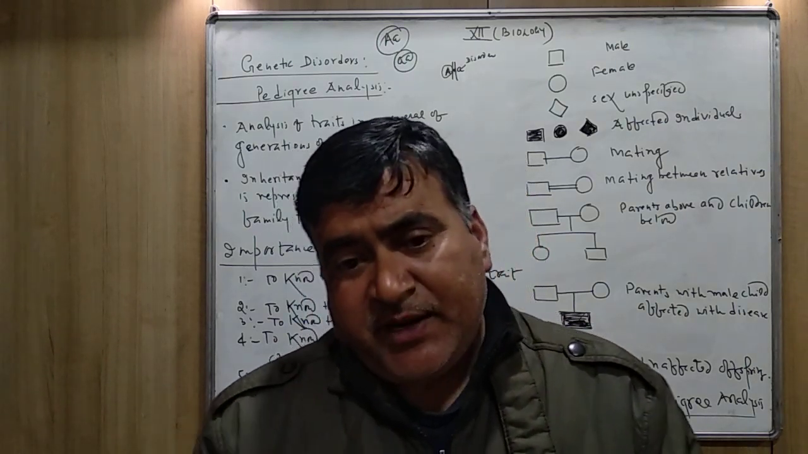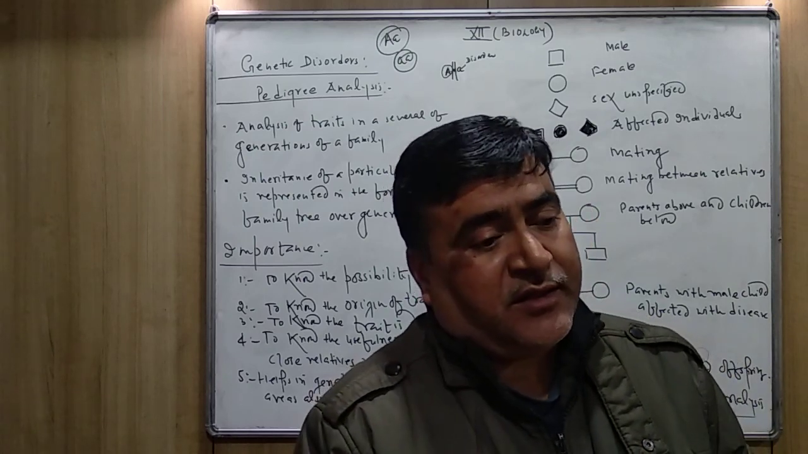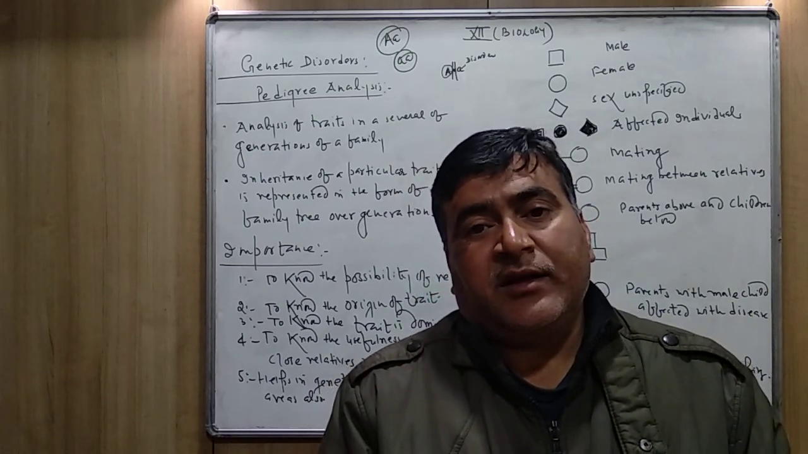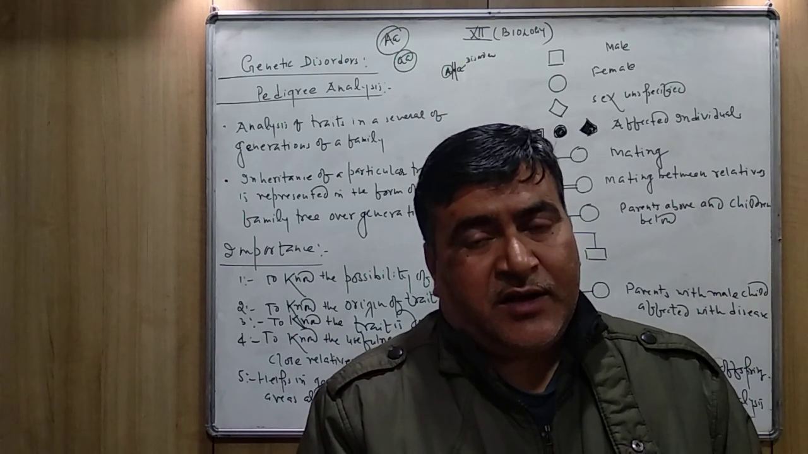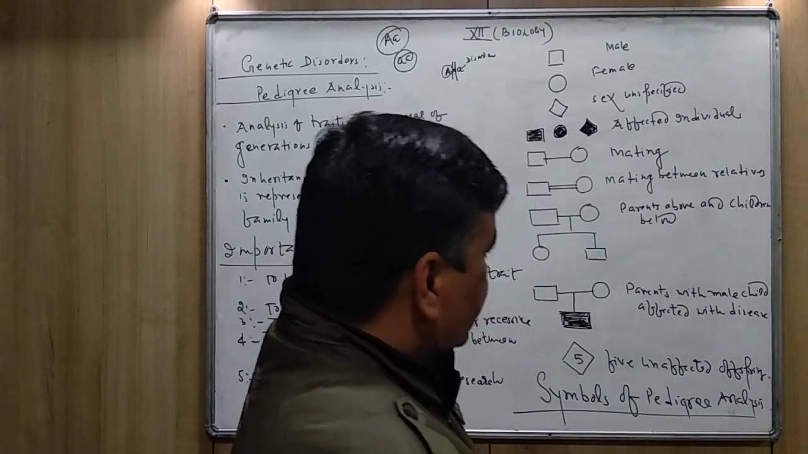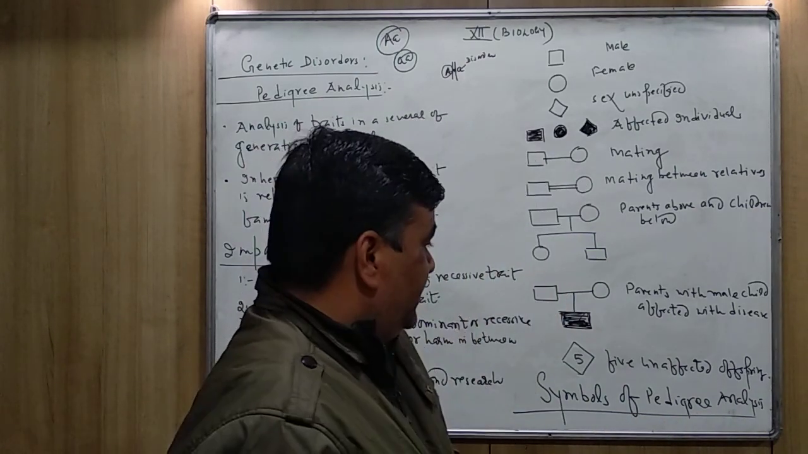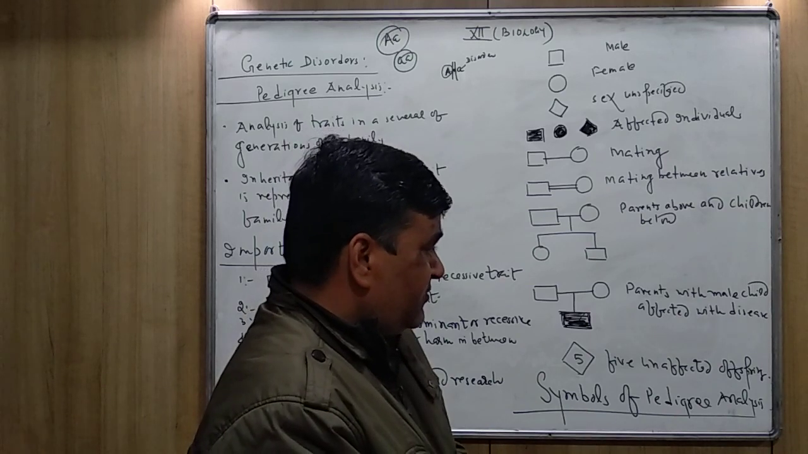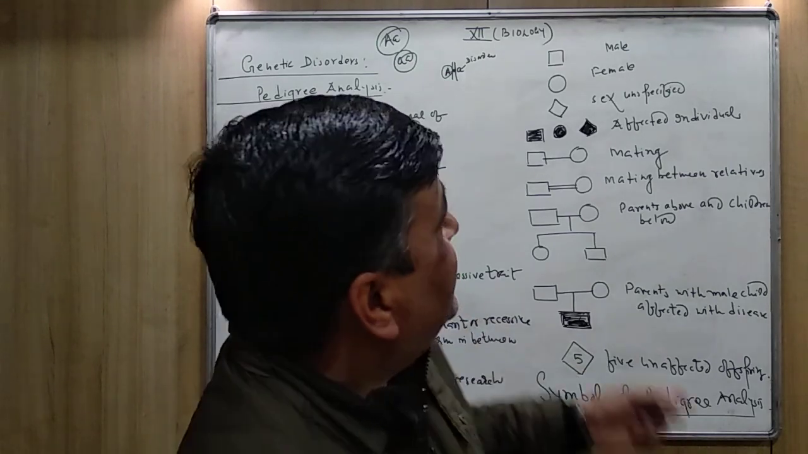To make the pedigree flow chart or the diagrams, some of the symbols have been given in your NCERT book. I have also drawn them here. And with the help of all the symbols, you can make the pedigree chart.